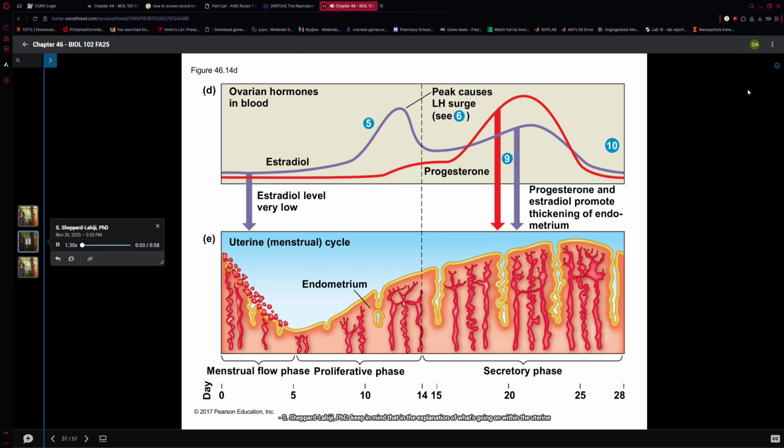Keep in mind that in the explanation of what's going on within the uterine cycle, I'm saying estrogen, but estradiol is the predominant variant of that hormone that presents in humans. So I'm using it interchangeably here.